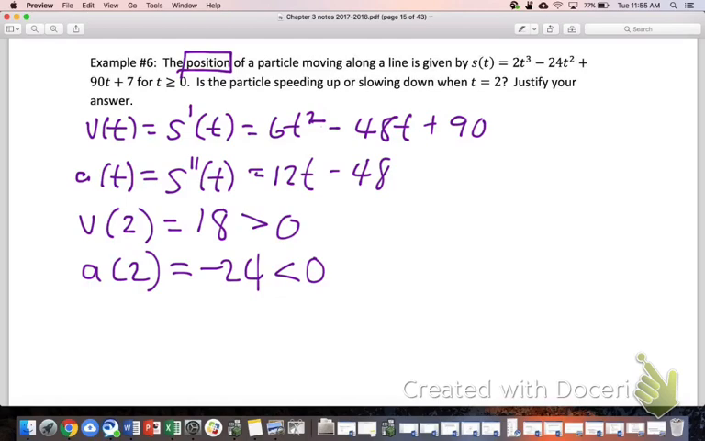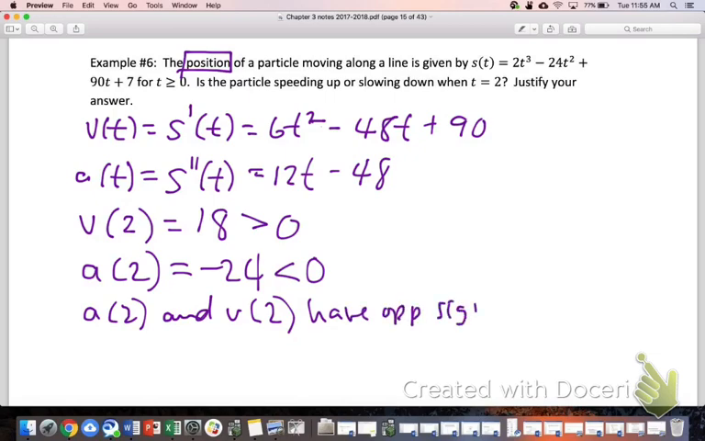So because a of 2 and v of 2 have opposite signs, the speed is decreasing. So we just write that out as a conclusion. A of 2 and v of 2 have opposite signs. Therefore, speed is decreasing.